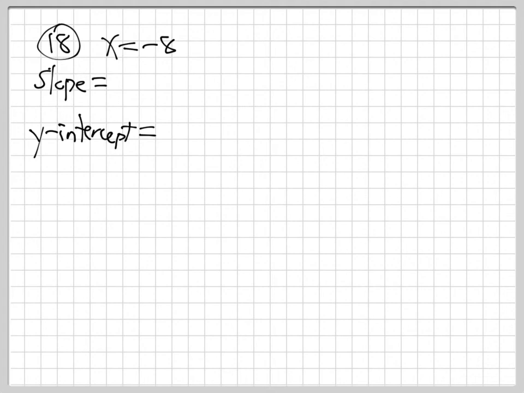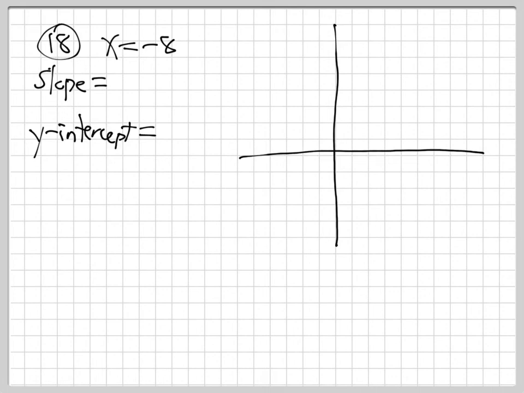18. X equals negative 8. They want you to find the slope and the y-intercept, and they want you to graph it. Let me help you with this one. Well, maybe you can do it. I would encourage you to start with the graph. Graph it first, and then I think the slope and the y-intercept will be obvious.